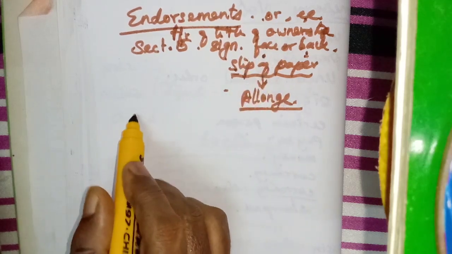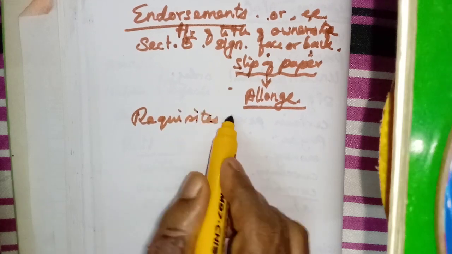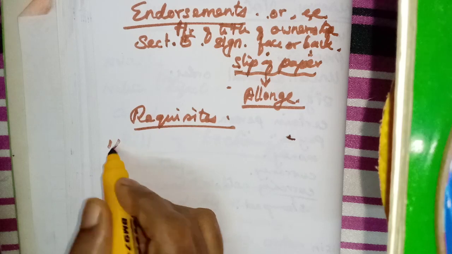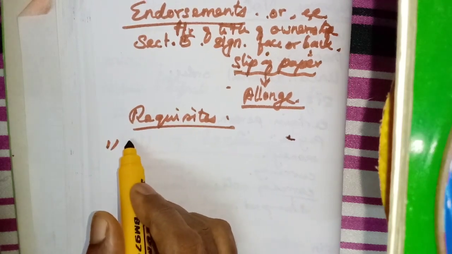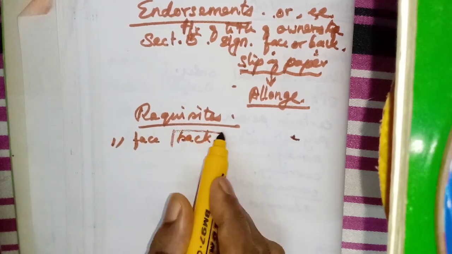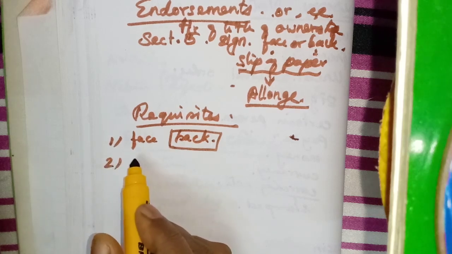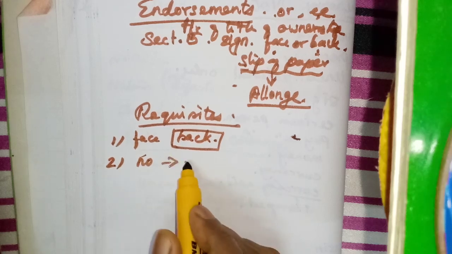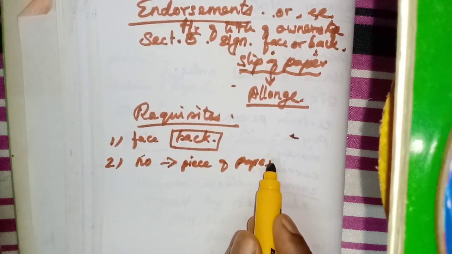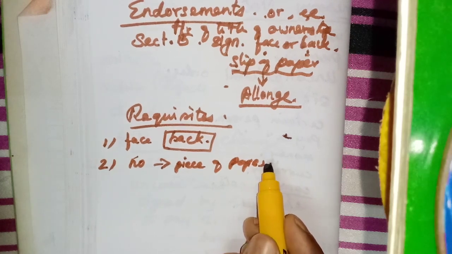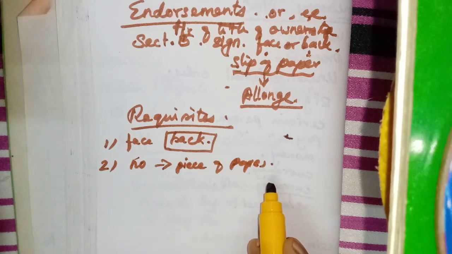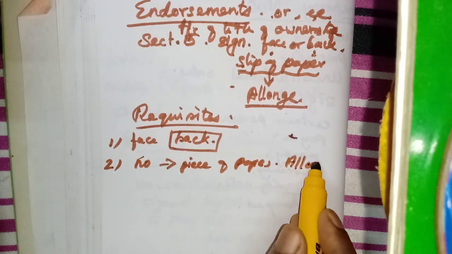So we will learn the requisites of a valid endorsement. What are the requisites? Number one, from the meaning that we have learned, the endorsement is made on the face of the document or at the back of the document. Usually it will be done at the back side of the document. The second one, if there is no space, he will add a piece of paper. That allonge we have studied. In a piece of paper he will make the endorsement, that is called allonge.